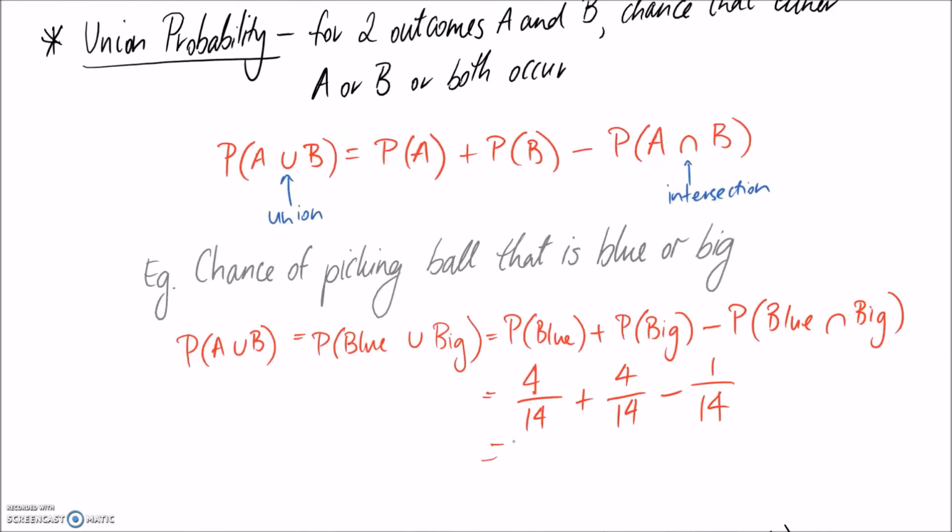So these are fractions. If you want to, you can add them together. So you get 4 plus 4 minus 1 on the top line. So that's going to be 8 minus 1, so 7. And then the denominator is the same. So 7 divided by 14. And if you wanted to express that as a decimal, it's the same as 0.5. So that would be the chance of picking a ball that is either blue or big. Okay, 50%.